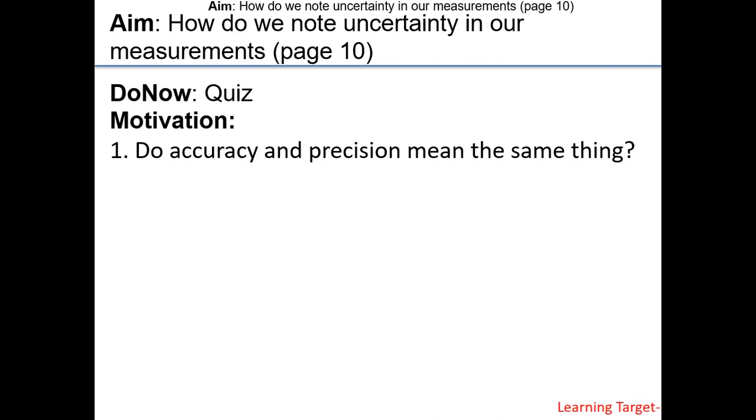This is my third video lesson for the unit measurement. Today we're going to talk about uncertainty in our measurements. Let's go to page 10 in the class packet. Motivation. Do accuracy and precision mean the same thing?